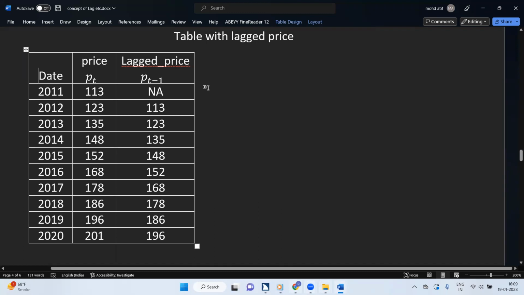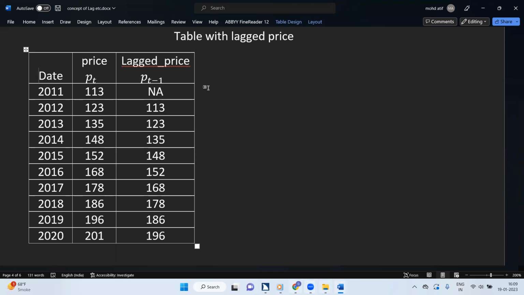The first column is the original values, and the second column is P_t minus 1, and we denote it by P_{t-1}. And you see the first value will be missing, because 113 is the value for 2011, and the lag value for 2012 is the value for 2011, and so on. This is how one value is missed.